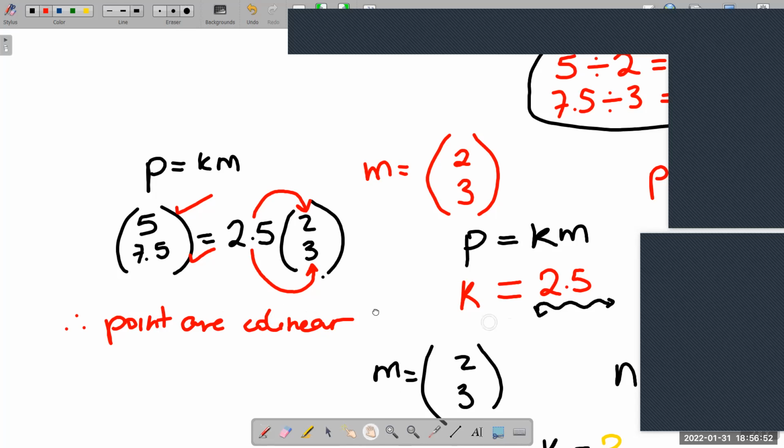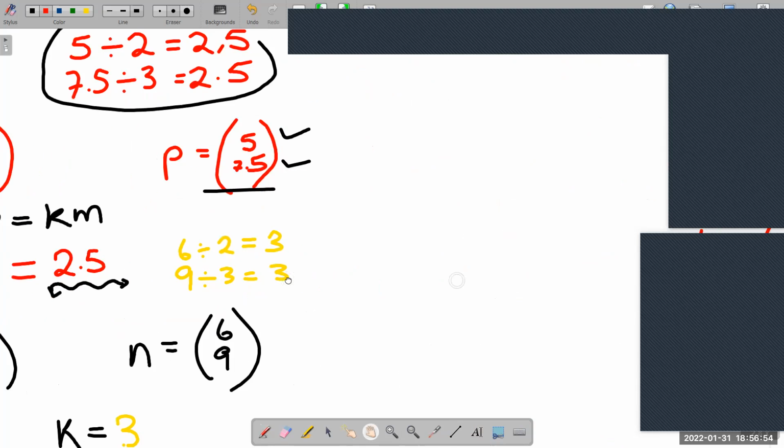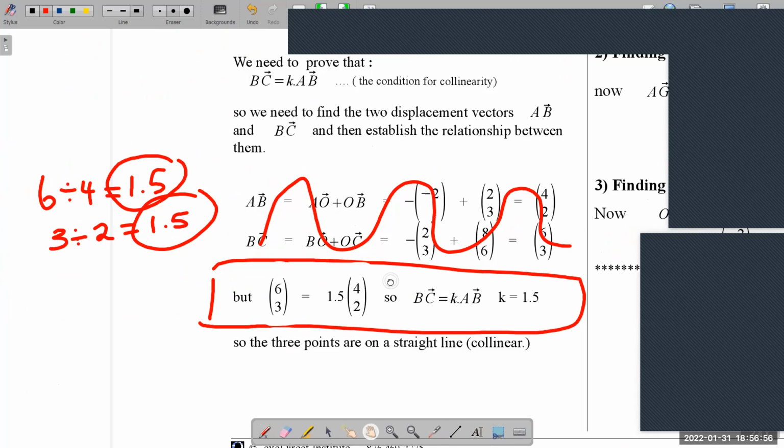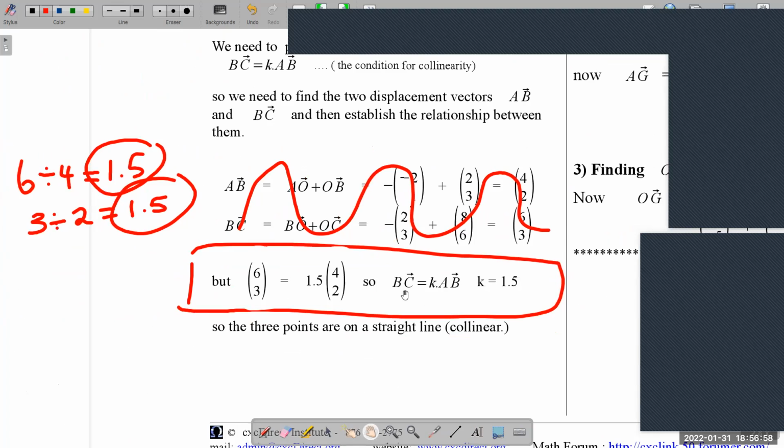See what I'm trying to say now? So let's look at the actual example. So you see here, BC is equal to K AB. The only difference here is that they use the vector notation rather than a single letter. But it's the same thing where they give you K and you just have to prove that. You see, when you work out this times this, you get 6. When you work out 1.5 times 2, you get 3. Everybody see that?